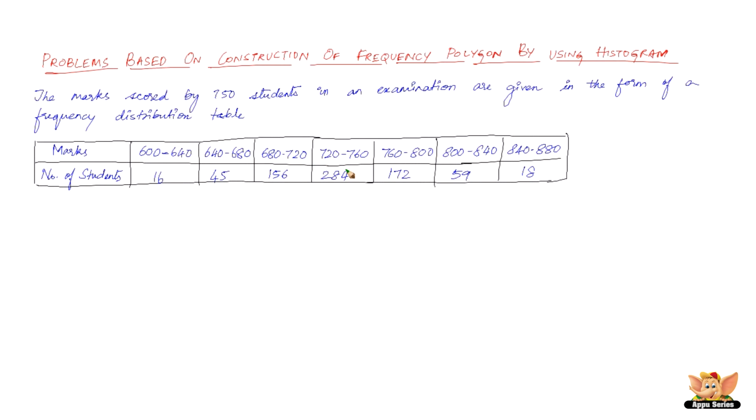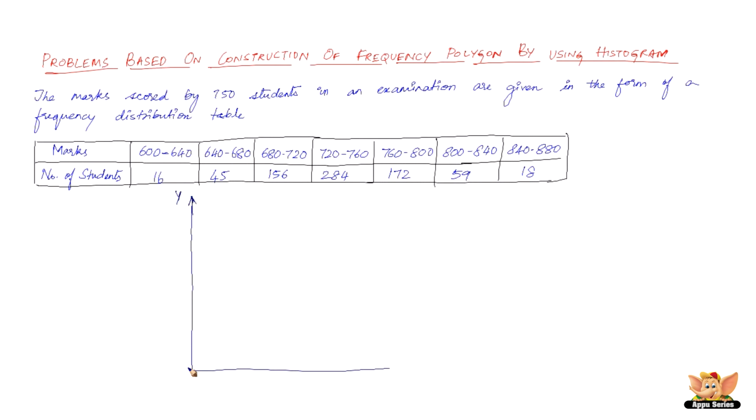The maximum number of students being 284 and the maximum marks being 880. The minimum being 600. So now all we have to do is construct a histogram, which is a simple one. So here we are with the histogram.